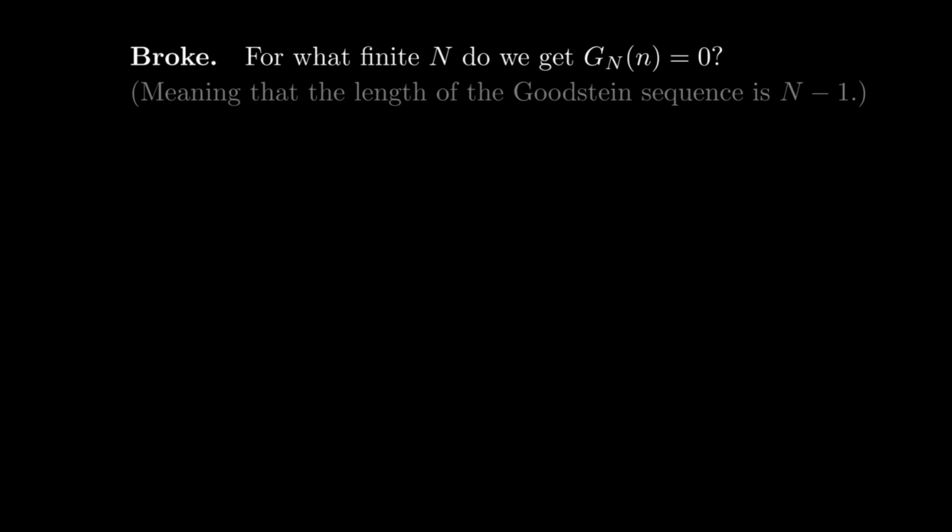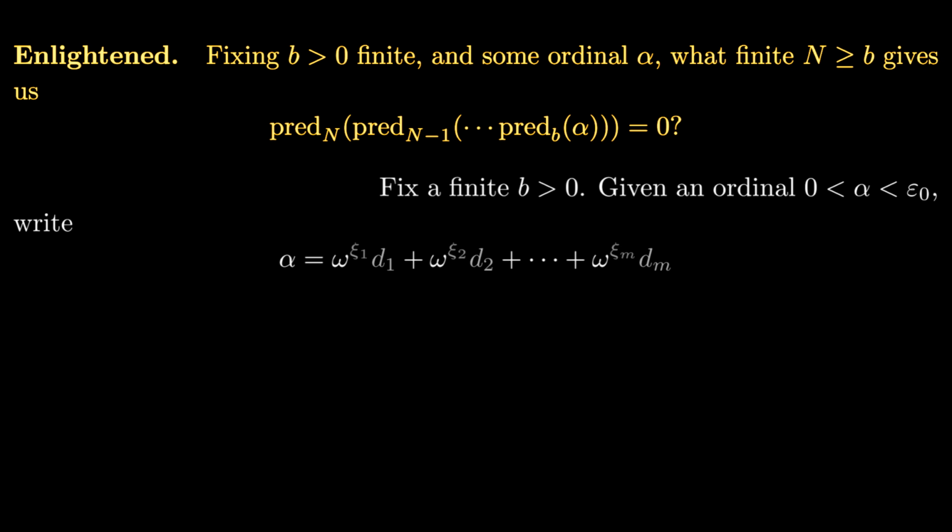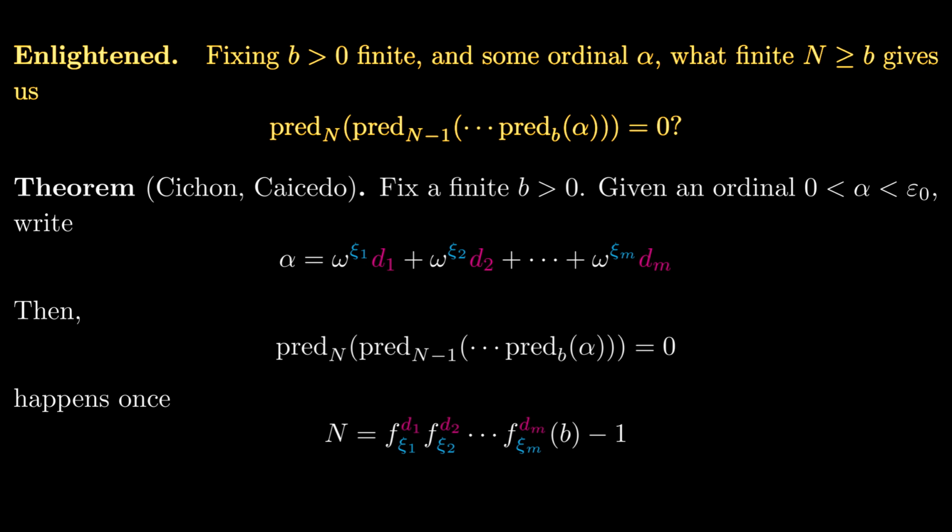Now that we have a hierarchy of fast-growing functions, we can figure out exactly how quickly the length of a Goodstein sequence grows. Let's recall that we're answering this question by instead answering a much more general question. It turns out, for any finite positive b and any ordinal alpha, if we write alpha in Cantor normal form, then the base n predecessor of the base n minus 1 predecessor all the way down to the base b predecessor of alpha is equal to 0 once n is equal to f_c1 of d1, f_c2 of d2, all the way to f_cm of d_m of b minus 1, where these f's are part of our fast-growing hierarchy.